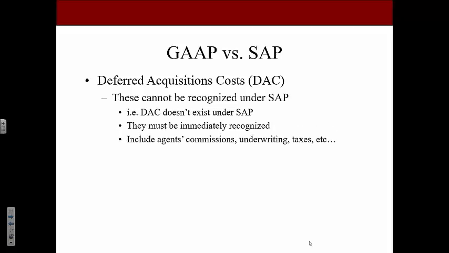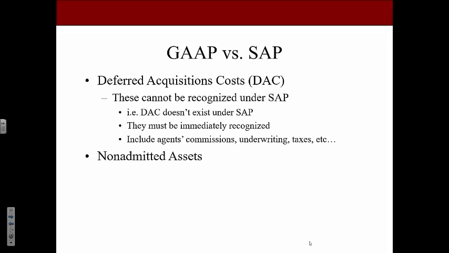These include agents' commissions, underwriting, taxes, overhead. Because of this, an insurance company that is actually growing can look like it's losing money over time. We looked at this before, but this will become even more clear as you go through the insurance accounting exercises.